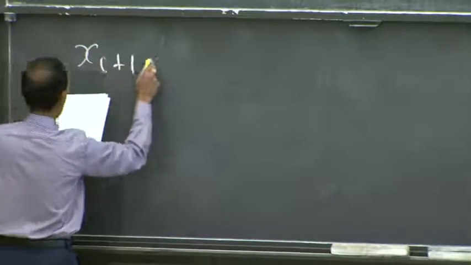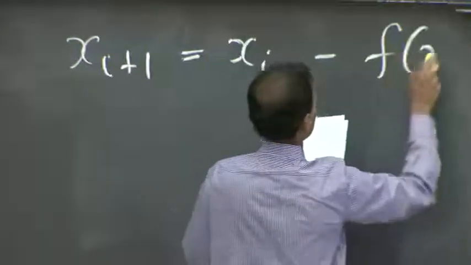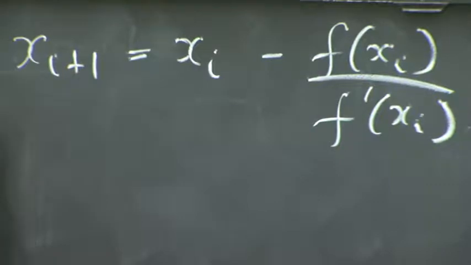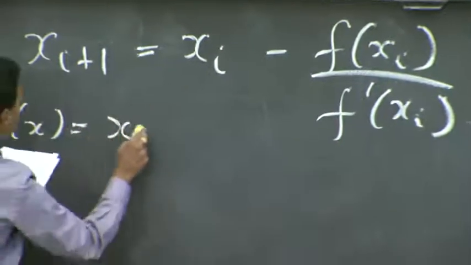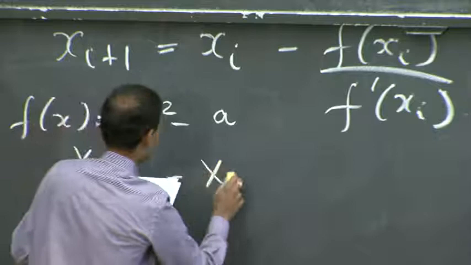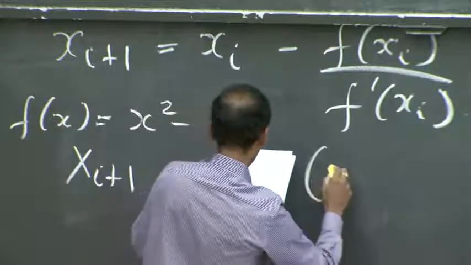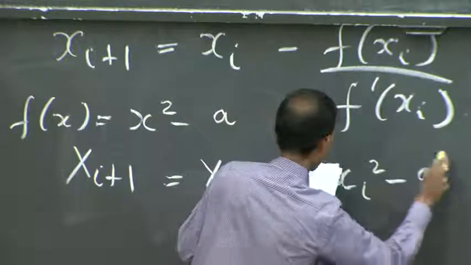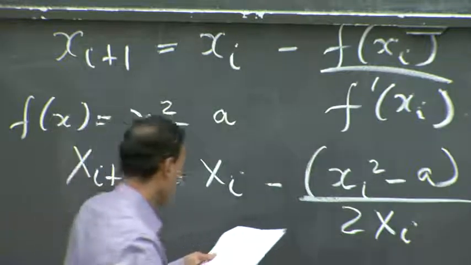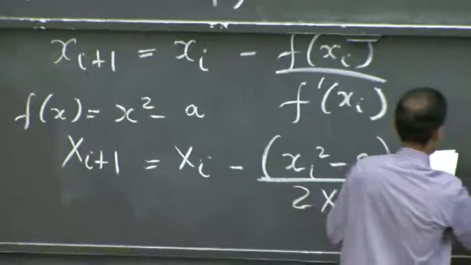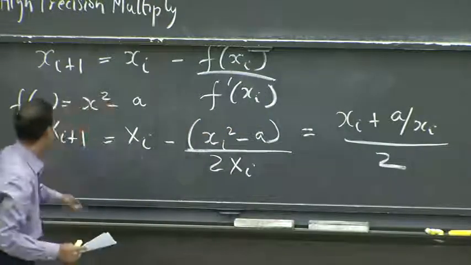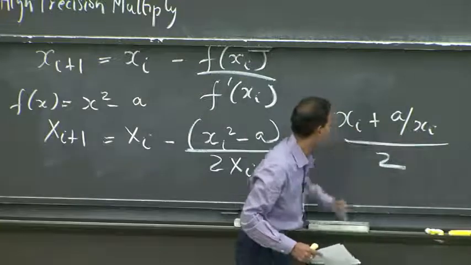take that equation and turn it into xi plus 1 equals xi minus f of xi divided by f prime of xi. And if you end up doing f of x equals x squared minus a, then you have xi plus 1 equals xi minus xi squared minus a divided by 2xi, which is the derivative of x squared minus a evaluated at xi. And finally, you get this equation, xi plus a divided by xi, divided by 2. So it's fairly straightforward. xi plus 1 equals xi plus a divided by xi, divided by 2.